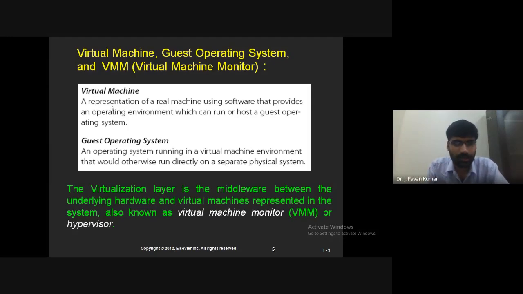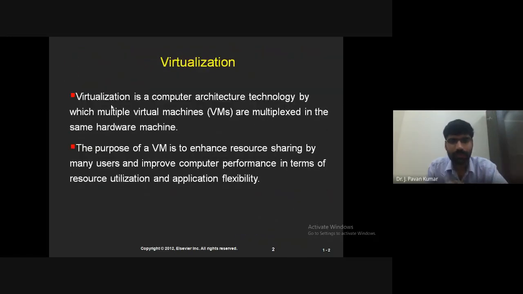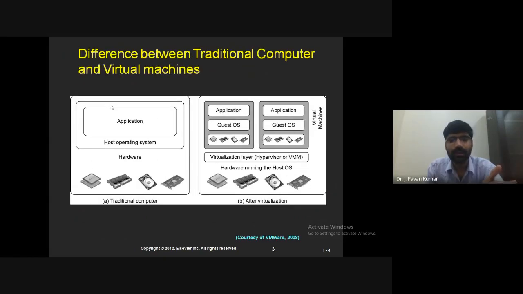Now we have seen what is meant by virtualization, virtual machine and guest operating system. Next, coming to the differentiation between the traditional computer and the architecture after virtualization. On the left side of the diagram you have a traditional computer. We have hardware devices like hard disks, networks, storage and processors.